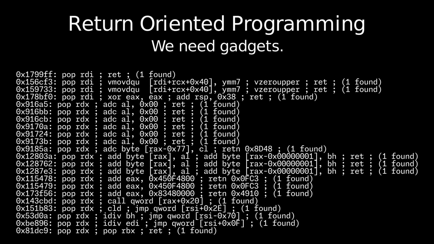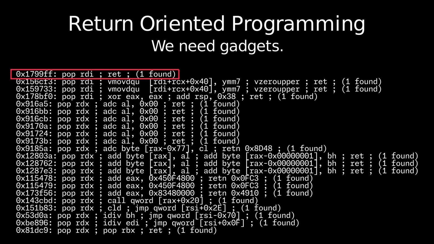So what we have to use are something called gadgets. And what the heck is a gadget? Well, it's a fancy word for this mess. Don't get scared, because literally the only one that's important for you is that one. This is a dump of a bunch of gadgets in a binary, with a tool we'll talk about later on. I'll give you the resources for that. But what that first line is saying is, at address 1799FF, there is the instruction pop RDI followed by ret, so followed by return.